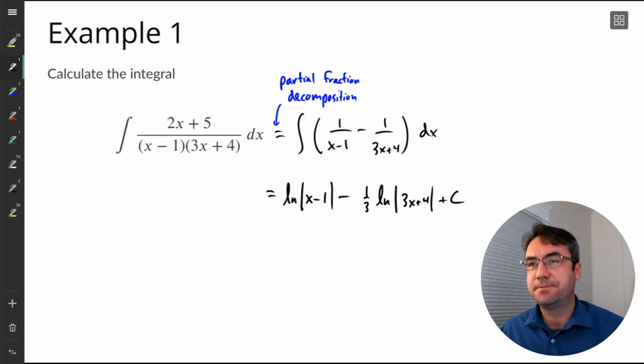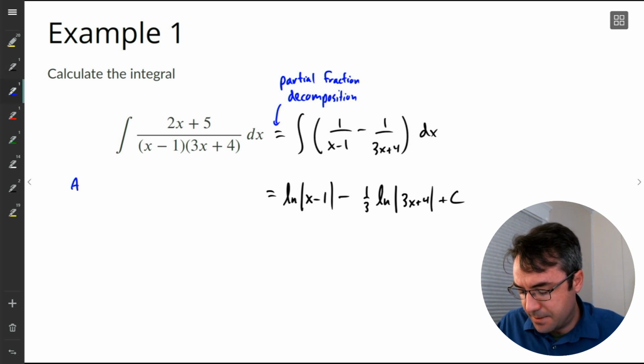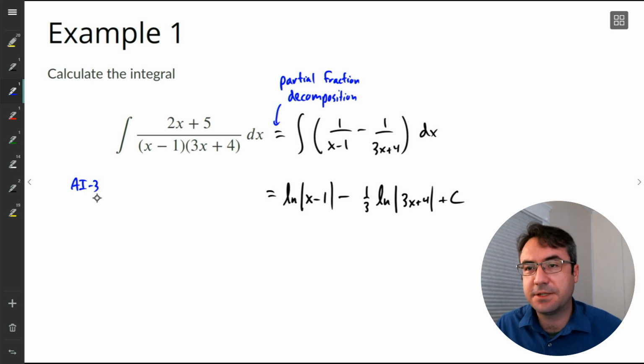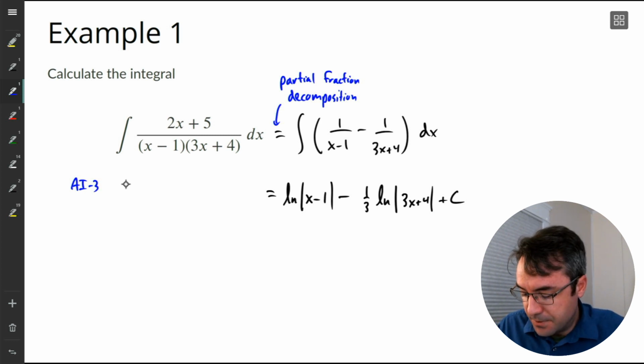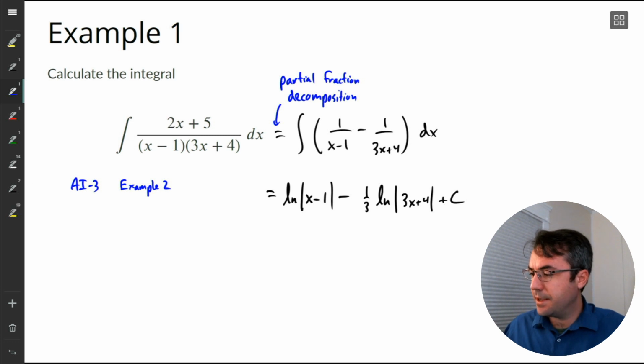Let's try another one. I think this was going back to our last learning outcome, I think 2 lessons ago. This was example 2, where we actually went through the decomposition. All right, let's try the next one.